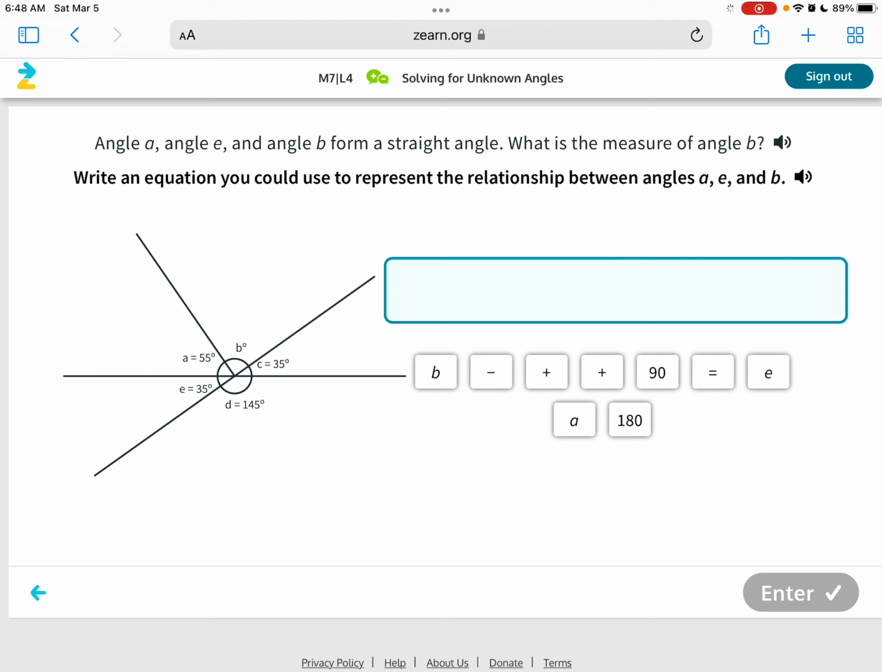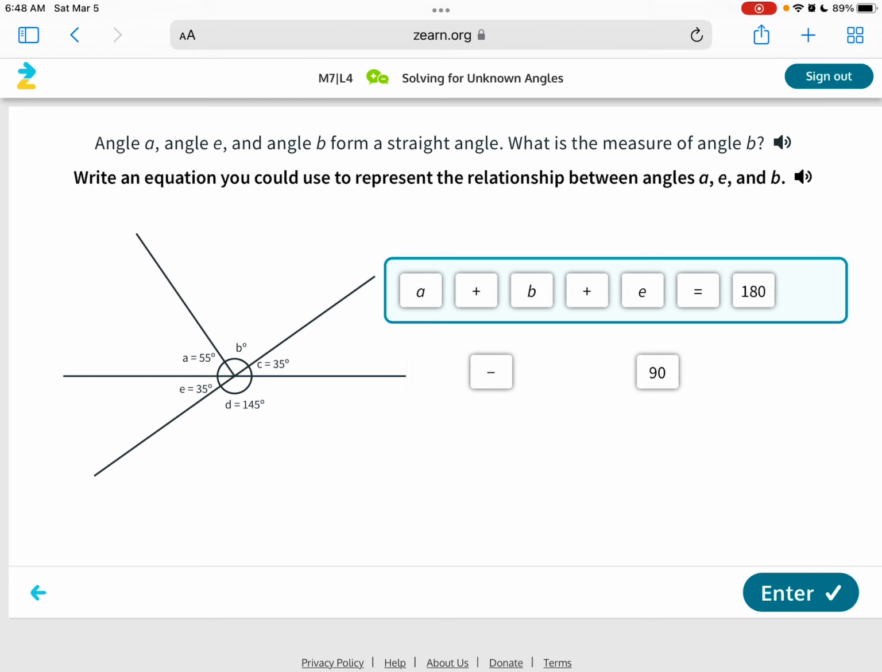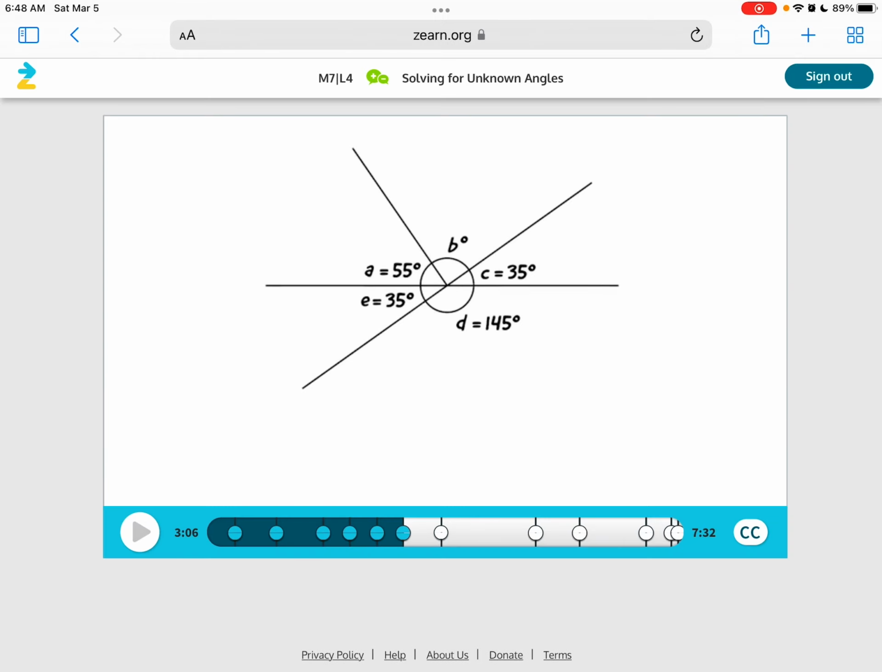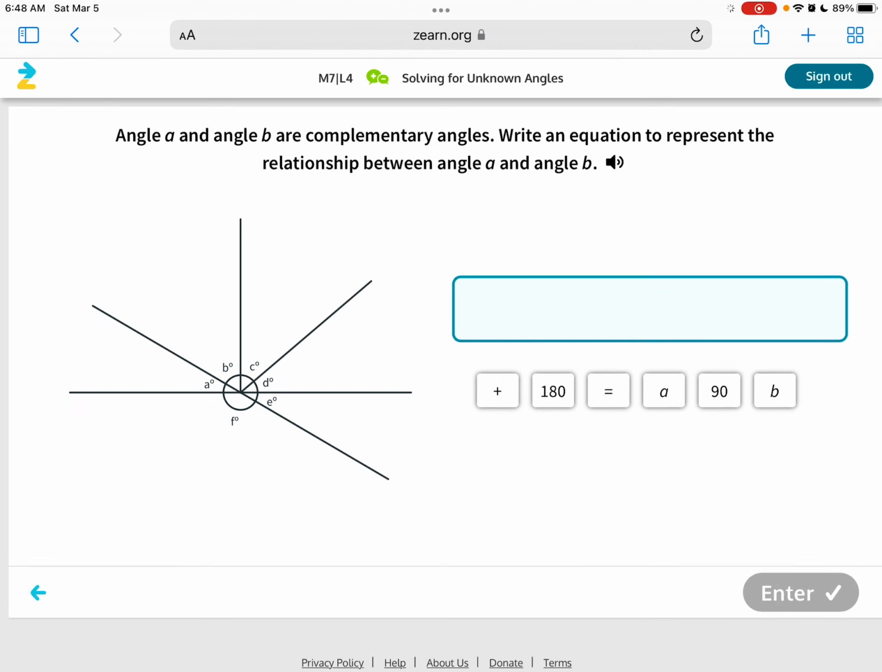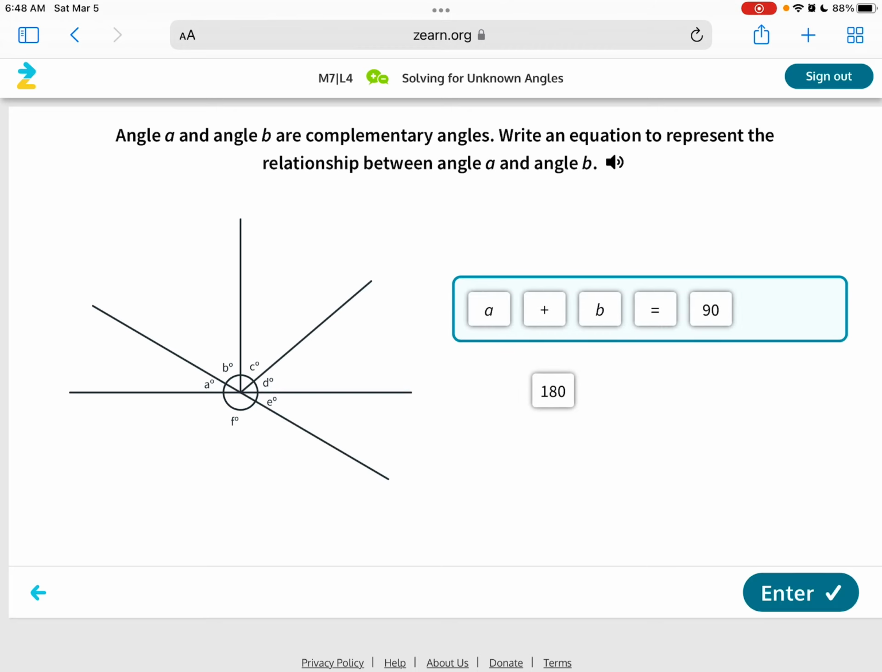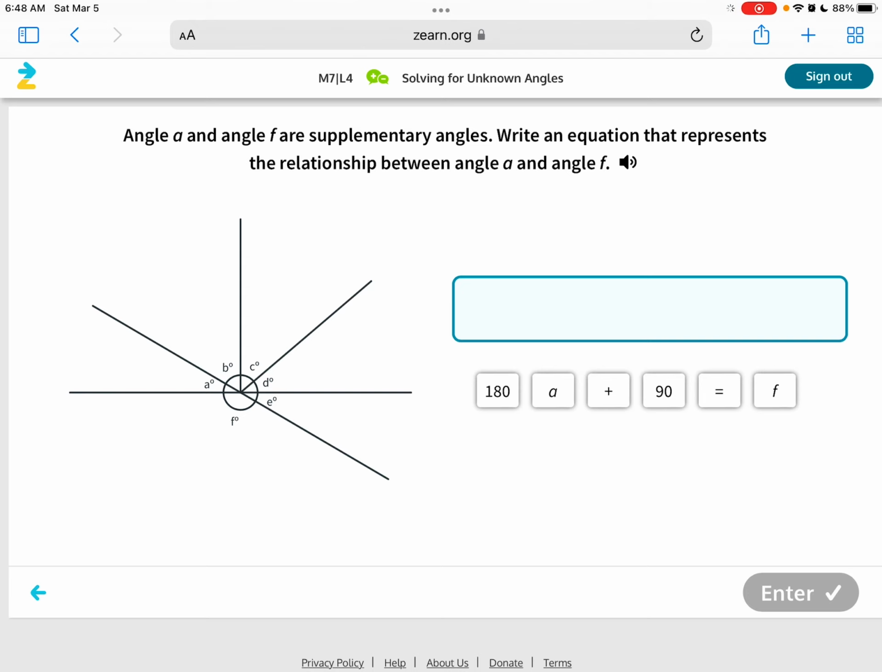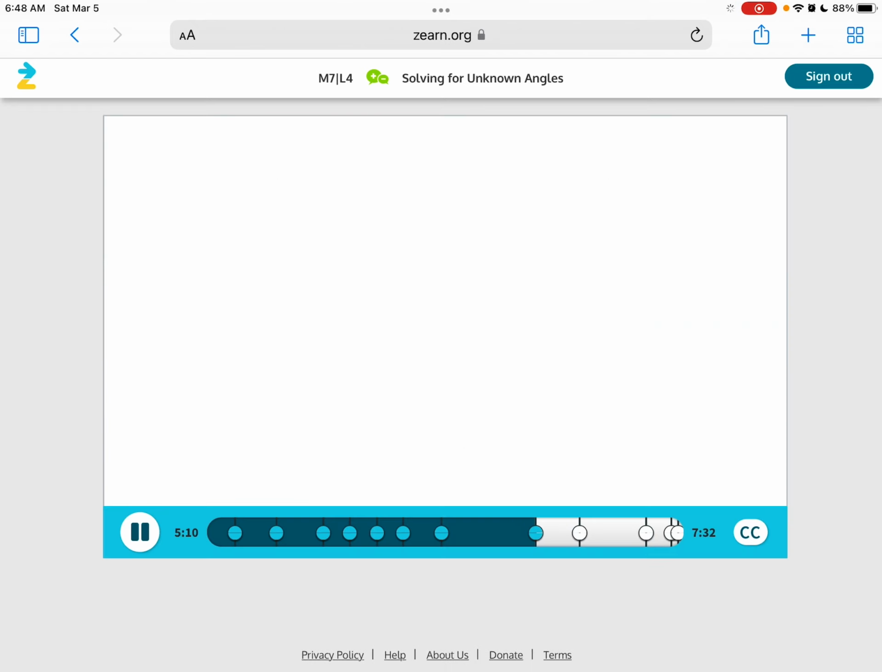A, E, and B form a straight line. A straight line equals 180. So A plus B plus E equals 180. And here you would subtract 90 from both sides. Complementary means 90, so A plus B are 90. Supplementary is 180.